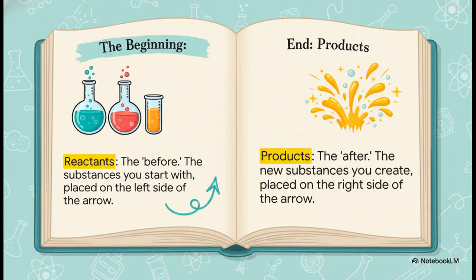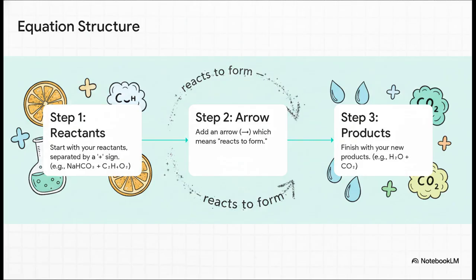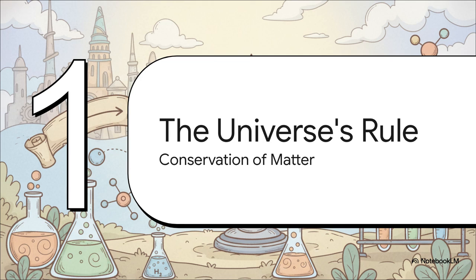Simple as that. And the grammar is super consistent. You write down the formulas for your reactants, you put a plus sign between them if there's more than one, and then you draw an arrow. That arrow is the action verb of the story. It means reacts to form. And after the arrow, you just write down the formulas for all the new products. Now, here's the thing.